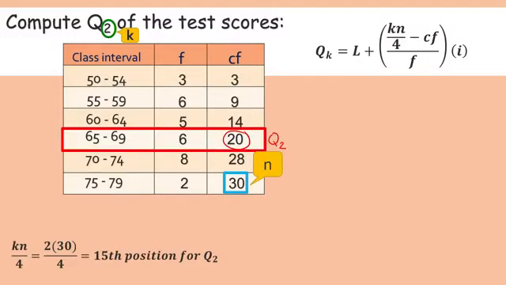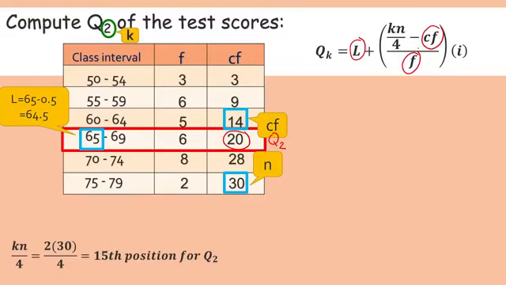So what is the value of the letter L, the lower boundary, using the number 65? 64.5, sir. Subtract 0.5 there. What about the value of the CF? 14. What about the value of F? 6, sir. Okay. Now, the interval is still the same. That's 75 minus 70. You'll get 5 for that.